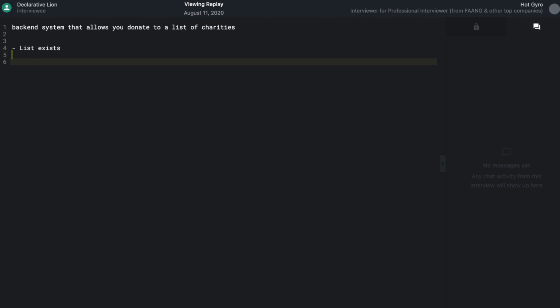Okay, cool. Also, how would I, as an end user, actually donate to this system? So I have some kind of UI where I select the charity where I want to donate, select the amount of money, and just press donate, something like that.